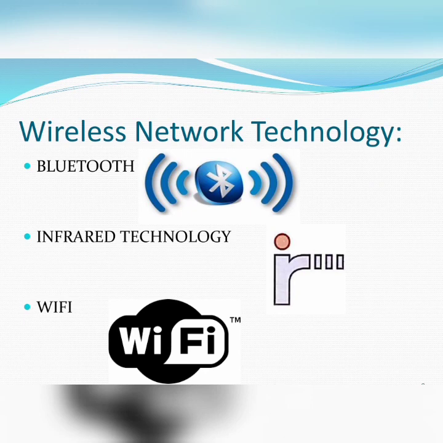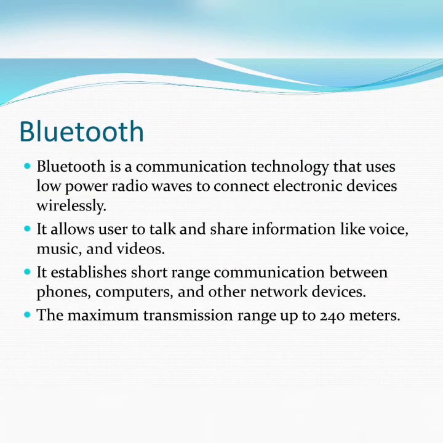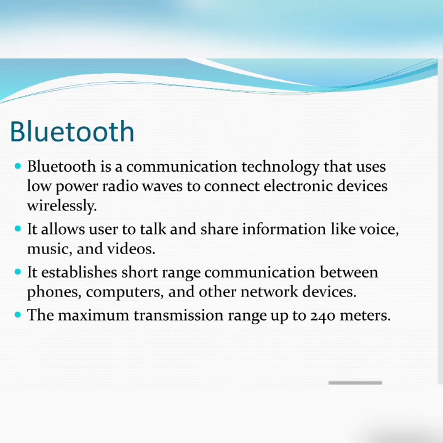Now come to the wireless network technology, that is Bluetooth, infrared technology, and Wi-Fi. Bluetooth is a communication technology that uses low power radio waves to connect electronic devices wirelessly. It allows users to talk and share information like voice, music, and videos. It establishes short-range communication between phones, computers, and other network devices. The maximum transmission range is up to 240 meters.